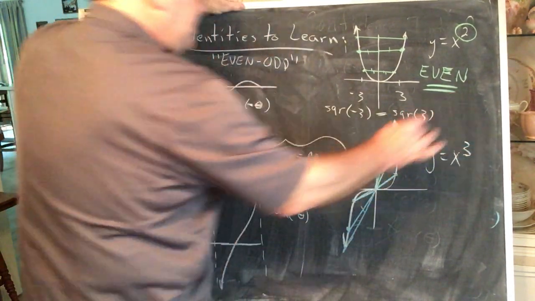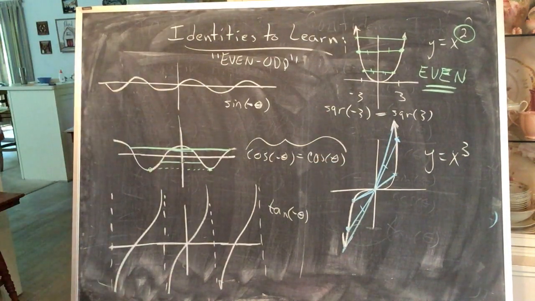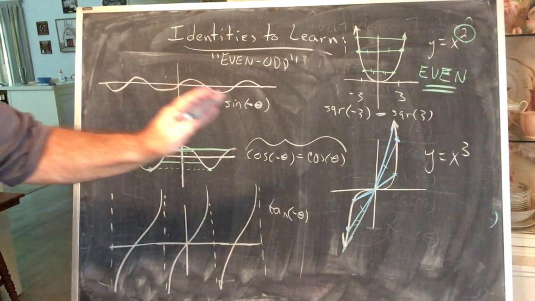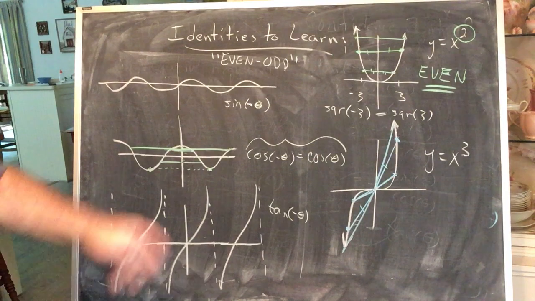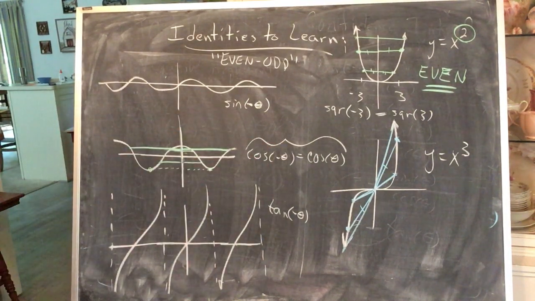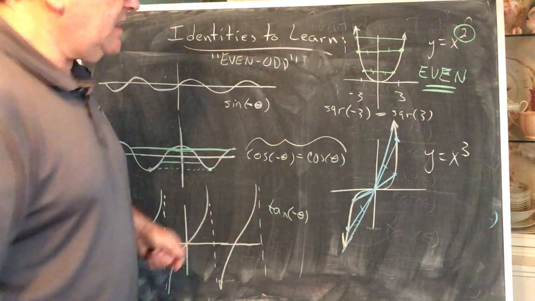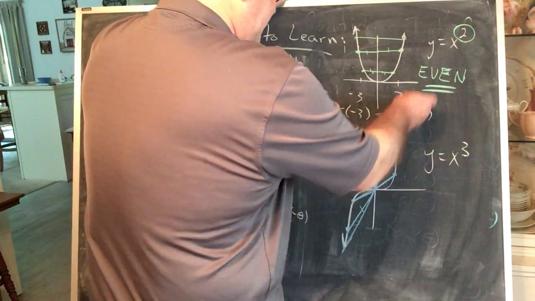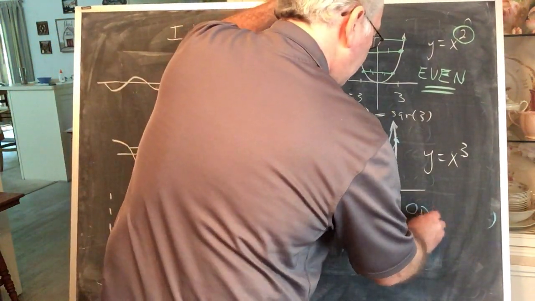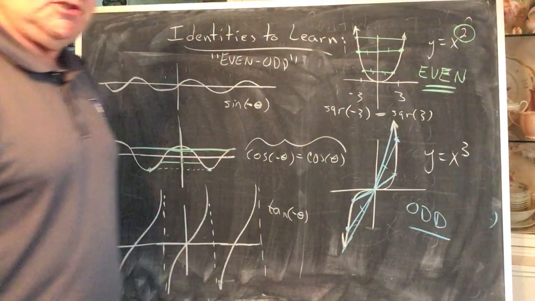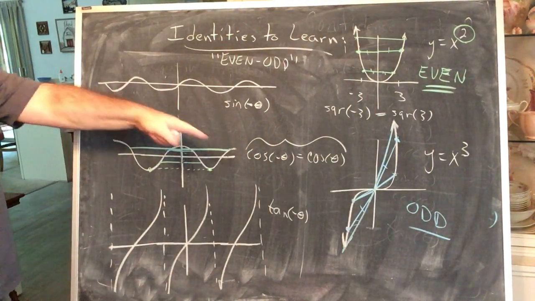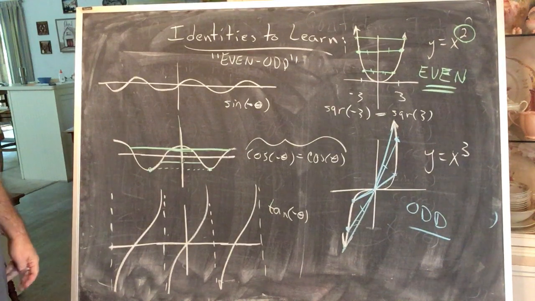X to the third has this property, x to the fifth, x to the seventh, x raised to any odd integer power has this property. And so any function that behaves with this type of symmetry is called an odd function. Well, I claim that sine exhibits that property.